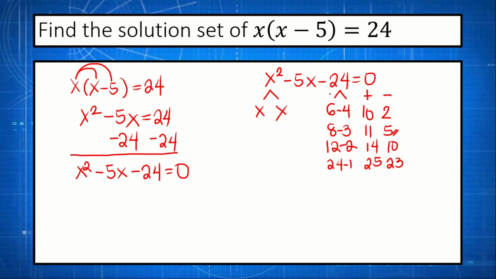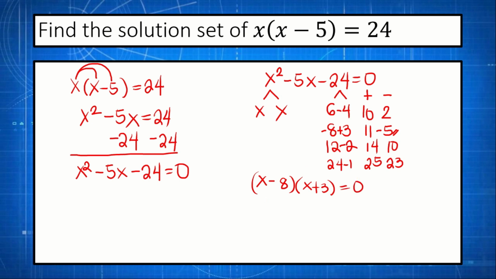So to make this negative 5, we simply interchange the signs. So positive 8 becomes negative 8 and negative 3 becomes positive 3. So when you add these two, negative 8 plus 3, we have negative 5. At the same time, when you get the product of negative 8 times positive 3, we have negative 24. So these are now the factors of x squared minus 5x minus 24. So we have x minus 8 multiplied by x plus 3 is equal to 0.